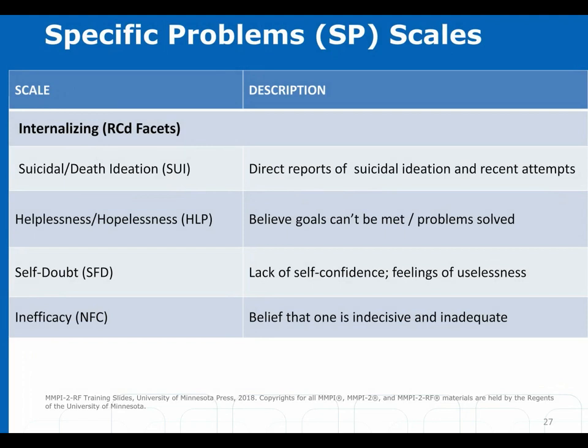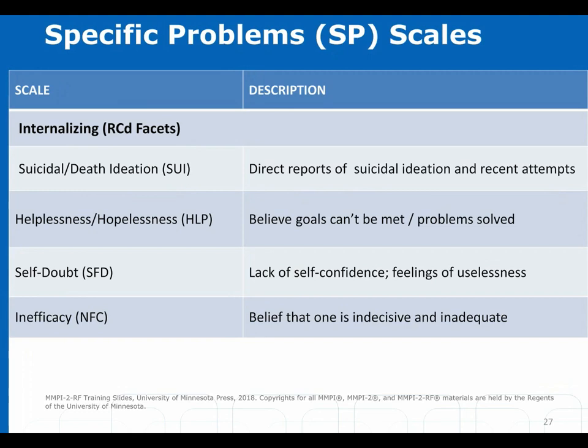On this slide, we have the first 4 of the internalizing specific problem scales. And these 4 scales are facets of RCD, demoralization. The suicidal death ideation scale provides direct reports of suicidal ideation and recent attempts. These are very face-valid, critical items that are indicative of suicide risk. The next scale is helplessness, hopelessness, which is a belief that goals can't be met or problems can't be solved.